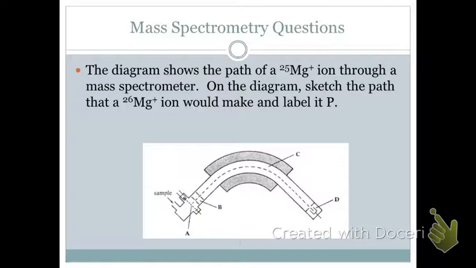Here's another question. The diagram shows the path of a 25 magnesium plus ion through a mass spectrometer. On the diagram, sketch the path that a 26 magnesium plus ion would make and label it P. So the one we need to draw the path of is this one. This one is heavier than the 25 magnesium one. Will a heavier ion, as it comes through this chamber, bend more or less? And the answer is the magnesium 26 will bend less. So it's going to come out and hit the detector somewhere over there.